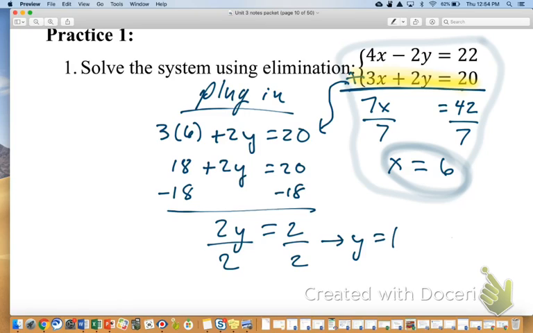So remember that you all said this earlier, a lot of you did, the solution to a system is the point where the lines intersect, right? 6, 1. So it'd be 6, 1 for my final answer.